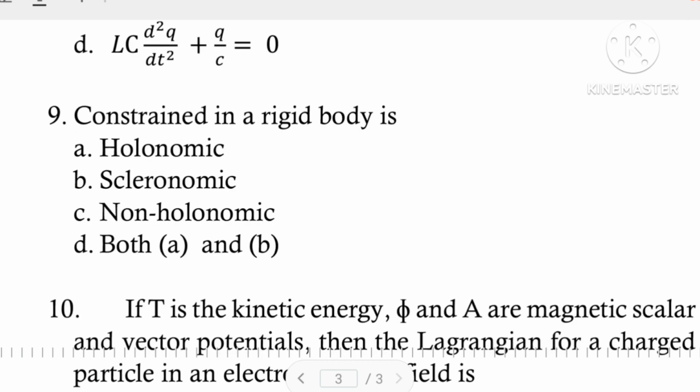Question number 9. Constraint in a rigid body is, options: holonomic, scleronomic, non-holonomic, both A and B. The answer is option D, both A and B. That is holonomic and scleronomic.